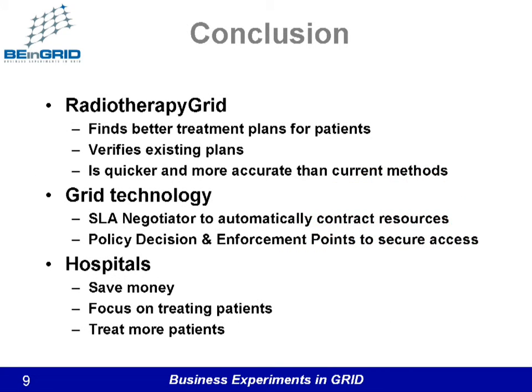In conclusion, Radiotherapy Grid provides functionality which allows hospitals to quickly and accurately create and verify treatment plans for cancer patients. This is achieved through the use of grid technology, which contracts large computing resources on demand and keeps the service completely secure. Hospitals save money by not having to invest in hardware resources of their own. They stay focused on treating patients rather than running computing hardware, and they are able to treat more patients as a result of the quicker services offered by Radiotherapy Grid.